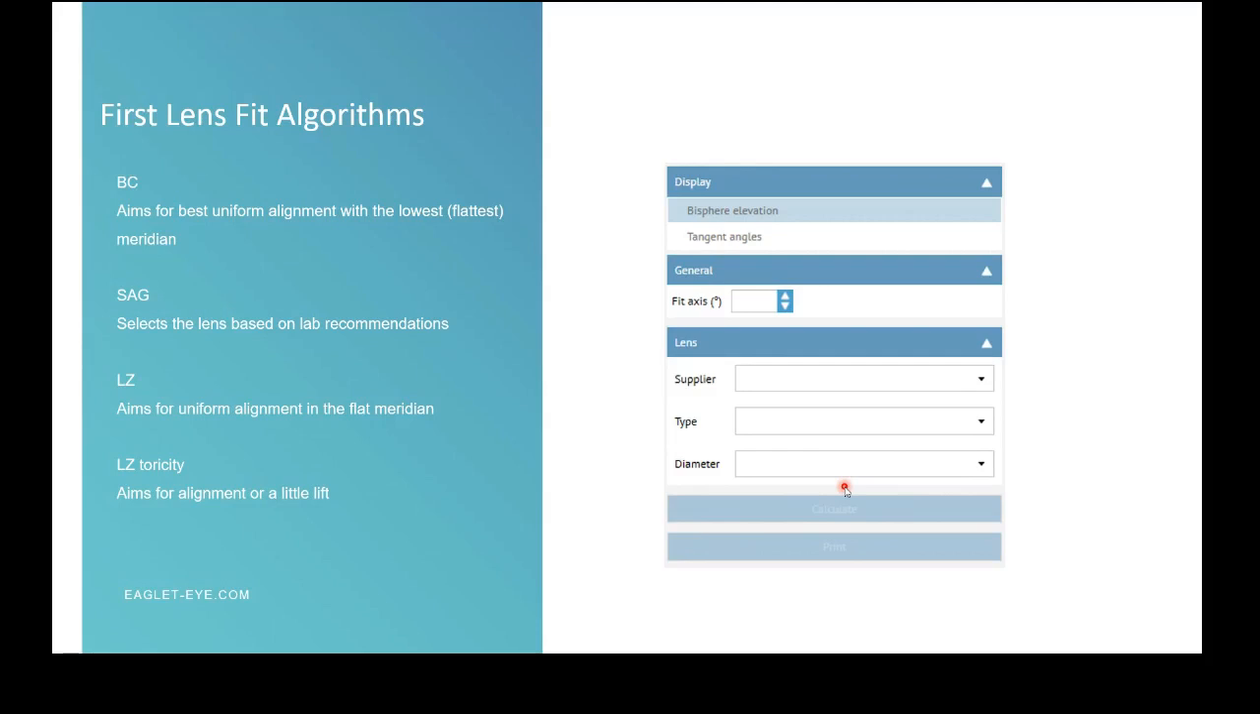Yeah, I will. So the first lens fit algorithms will help you choose the best uniform aligning base curve. That relates to the 9 millimeters I was just talking about before. The sag of the lens, and the best aligning landing zone, as well as the amount of landing zone toricity. And we can do every part of this. So base curve, sag, landing zone, we can all do it in spherics, torics, or even quadrant specific.